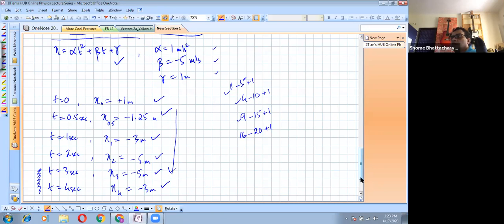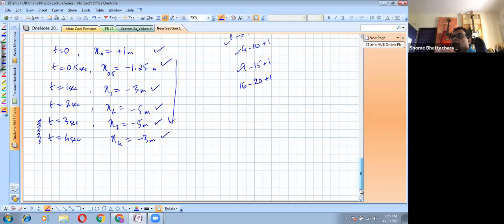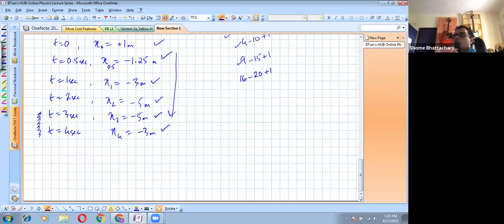Right. So now I'm just going to plot this information on a number line, or on the x-axis. So let us say this is where our origin is. So where does he start from at t equal to 0? He starts from here. He starts from x equal to plus 1 at time t equal to 0.